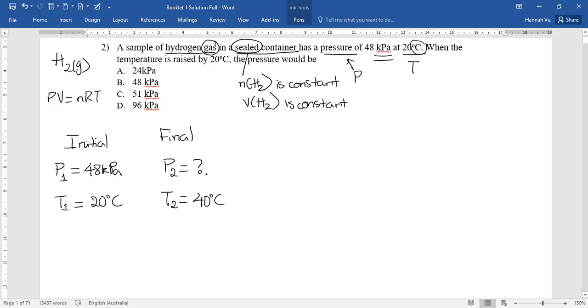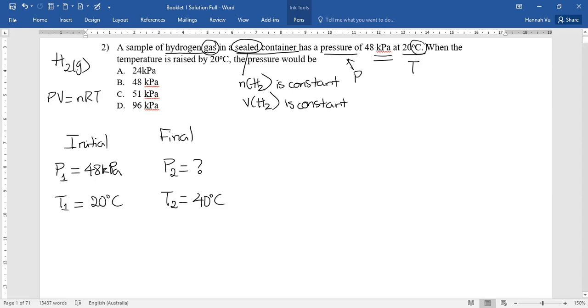Okay, now the question is, is there a relationship between P1, T1, T2, and then P2, which is the required information? And if you don't remember all the individual relationships, which are described by all the individual gas laws, you can derive all of them using the universal gas law.